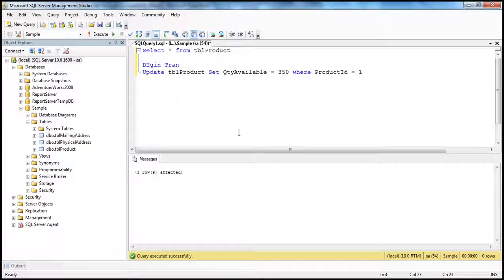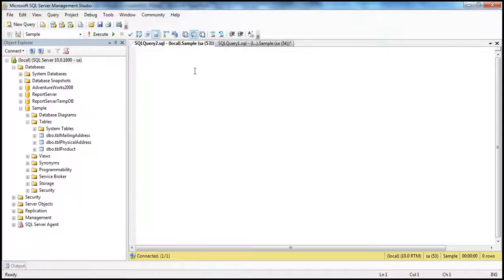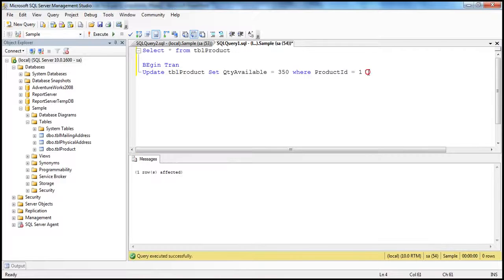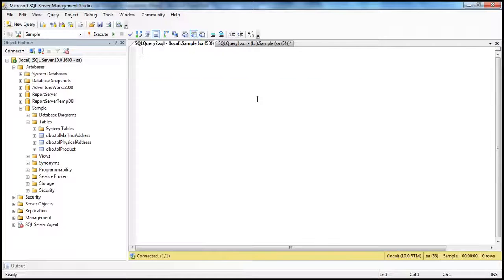We haven't committed this transaction or rolled it back, so this transaction is still being processed. Now let's say there is another person who connected to the SQL server, and he is also trying to update the same table. So update TBL. He issued, let's say, another transaction, or let's just say he's trying to update the quantity. Now before updating, he wants to select the data and see, so he is issuing a select statement.